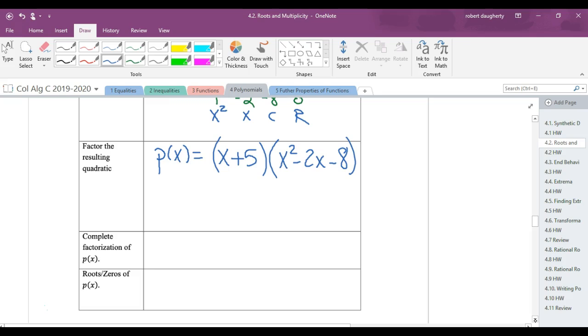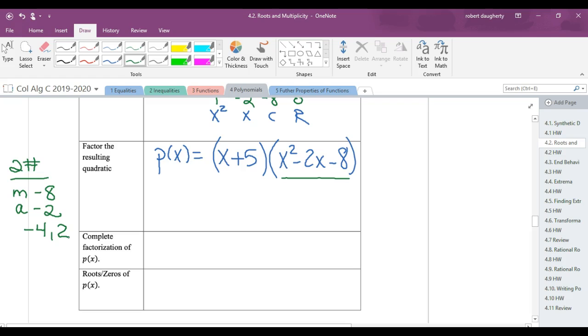Now I need to factor this completely. Which part do you think I need to work on now? I've got to work on this. How do I factor something like that? What do I do? Yeah, so I need two numbers that multiply to negative 8, and they add to negative 2. What numbers possess those properties? Yeah, negative 4 and positive 2.